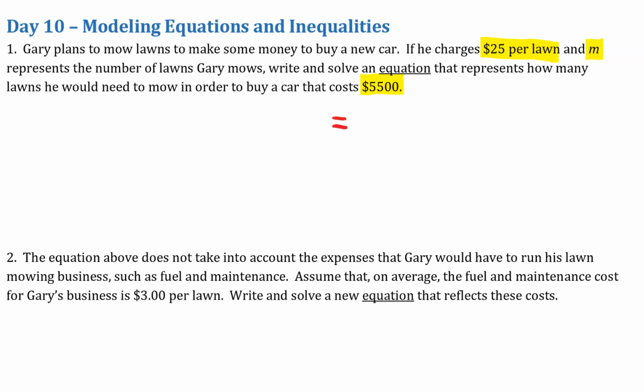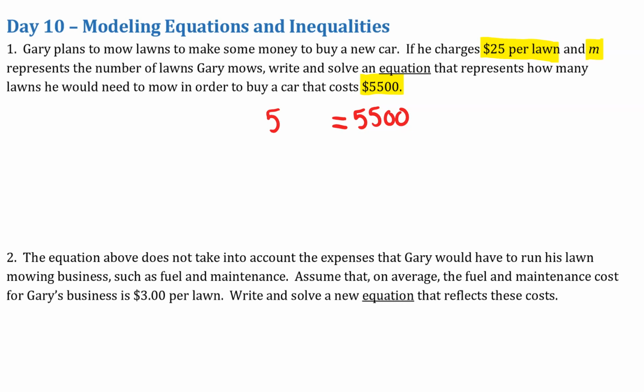All right. This is just my personal preference, but I like to start a lot of times with the total. So I know that the total that he needs is $5,500. That to me is an easy place to start. Then the only other information that we have is that he charges $25 per lawn. Per usually means multiplication. So we're doing $25 times the amount of lawns he mows, but we don't know how many lawns, so we call that M.